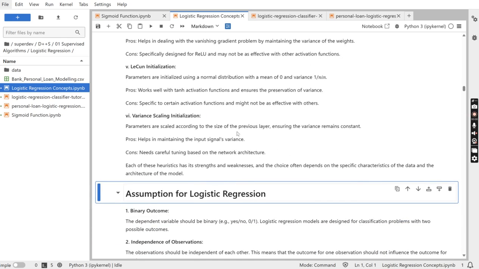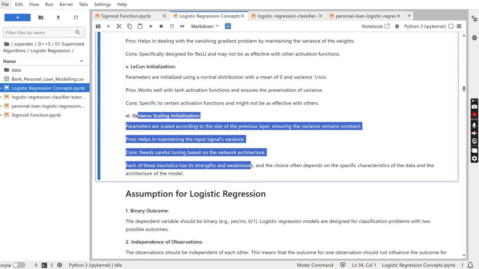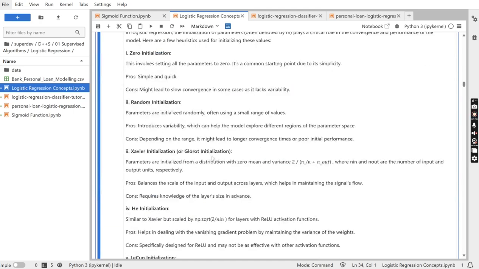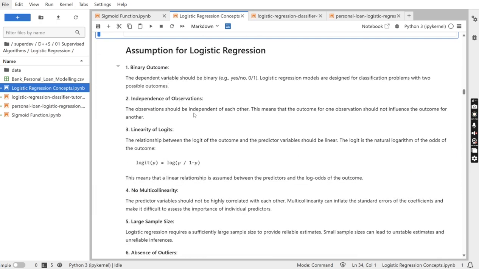And next is variance scaling initialization, just to initialize the m values in all the layers. So this is another method, where you take into account that variance remains constant. So again it helps in solving the input signals variance problem. But then the problem is if you change the architecture, that means if you add more layers of neurons or decrease the number of layers of neurons, you will have to tune it again. Okay, so different ways of initialization of m values.